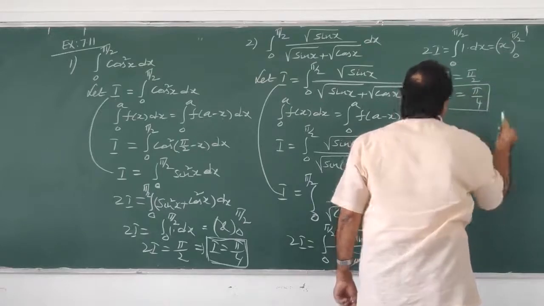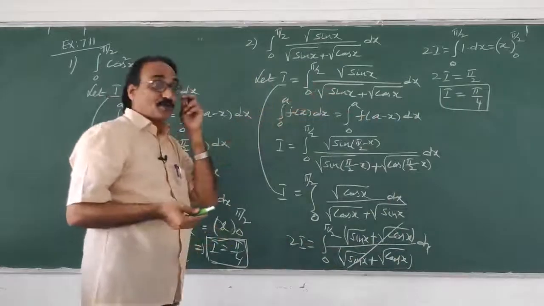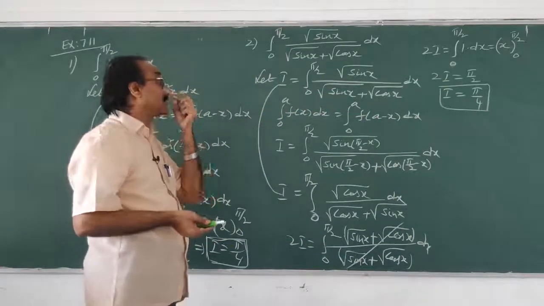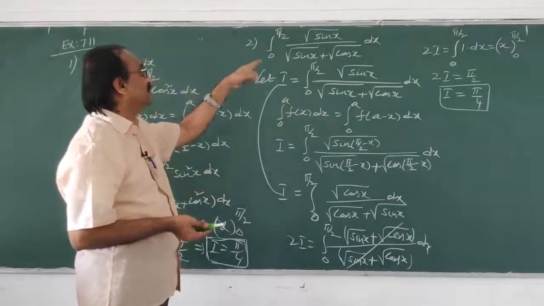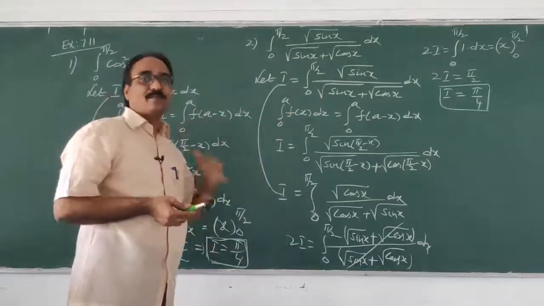I told you, if this is the problem, you will get the same answer. Here, see, first problem pi by 4, second problem pi by 4. So it's mechanical. Whenever you have seen problems like this, with 0 to pi by 2, the answer is pi by 4. In the entrance, once you do this basic practice, you will remember it like that.